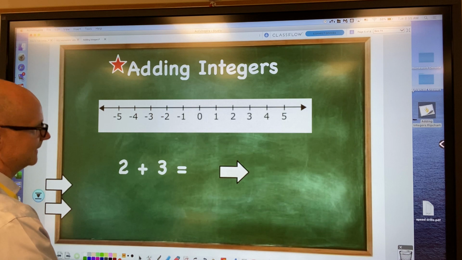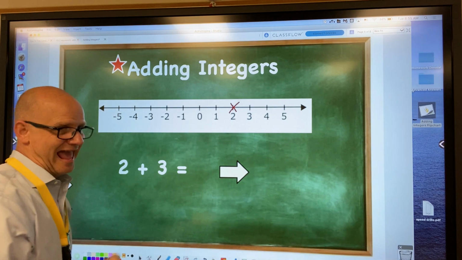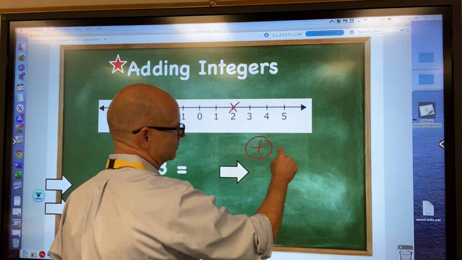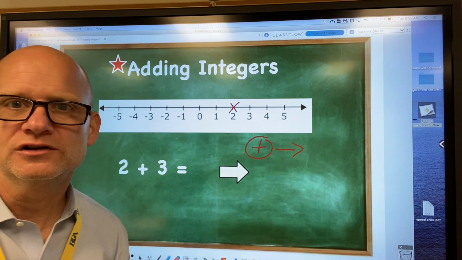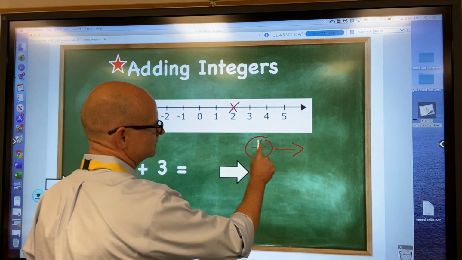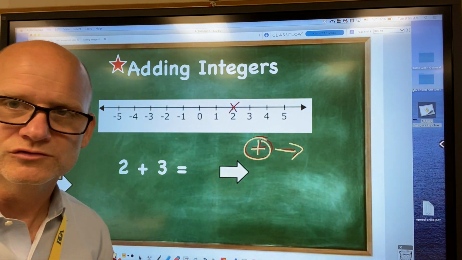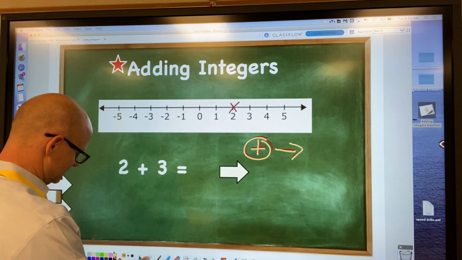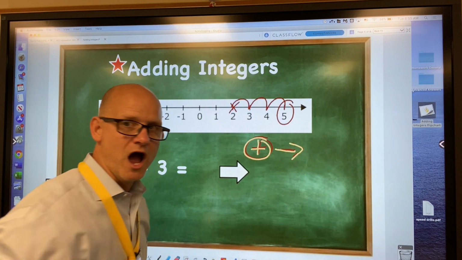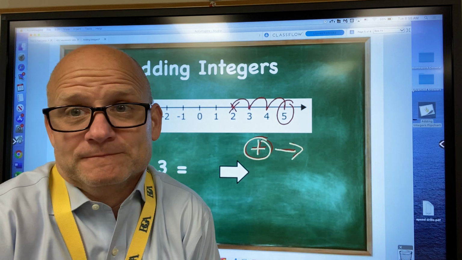But let's just look at a number line. If you have a positive 2, it's here. And whenever you're adding a positive integer, you're going to go to the right. Let me make this a different color here. That's better. You're going to go to the right. If you add a positive integer, you go to the right. Well, I'm going 3 places to the right, so I'm going to go 1, 2, 3. Wow, 2 plus 3 is 5. I know, you knew that, okay.